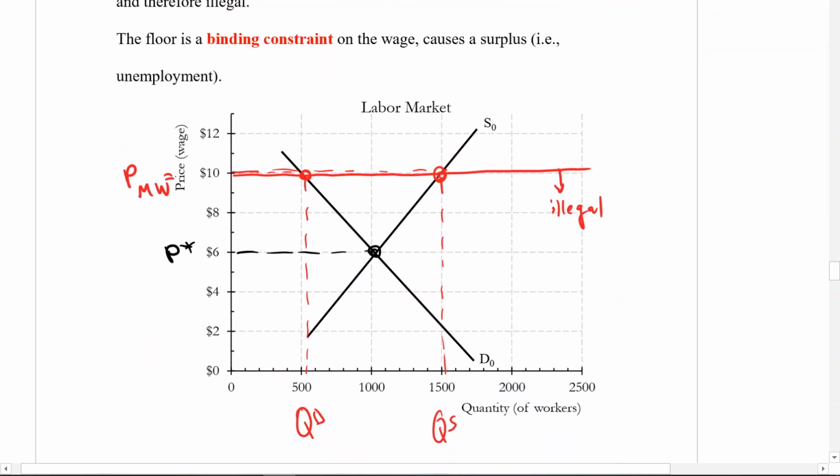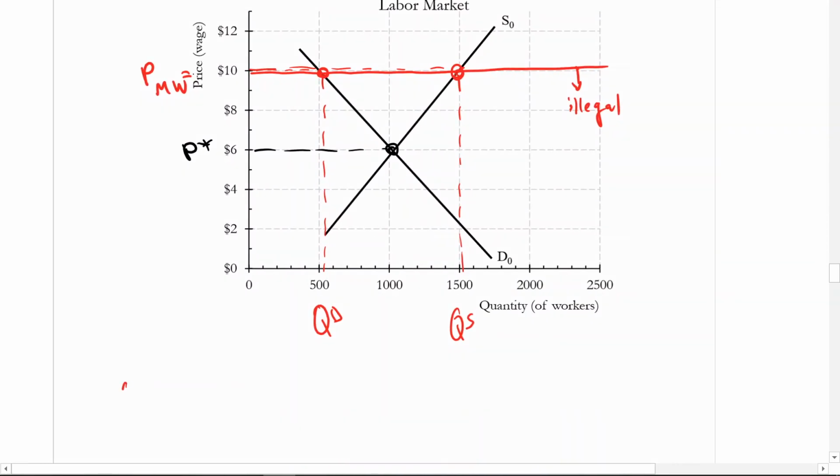Okay, and now what do we have? Quantity supplied greater than quantity demanded. This is excess supply, which in the labor market, if you have excess supply, more people who want to work, who are willing and able to work, than firms are willing and able to hire, we call this unemployment.